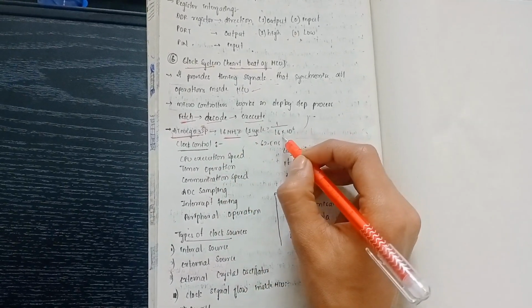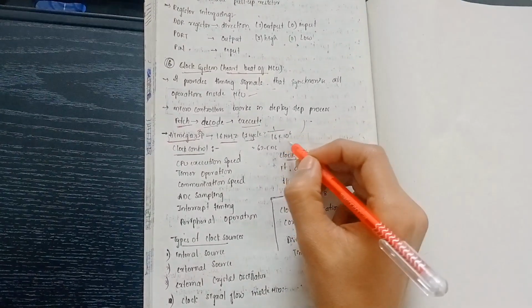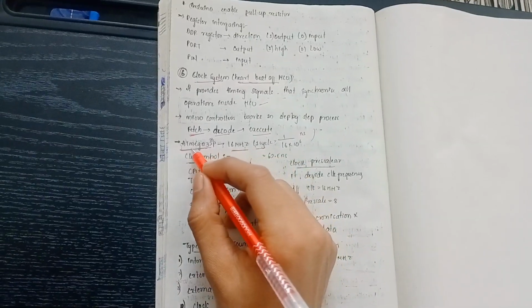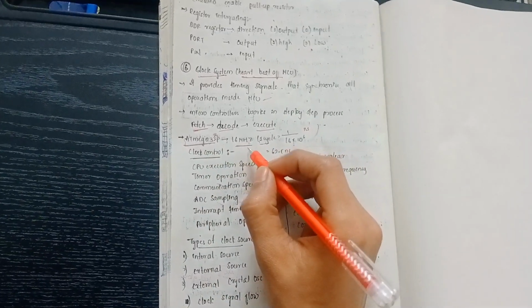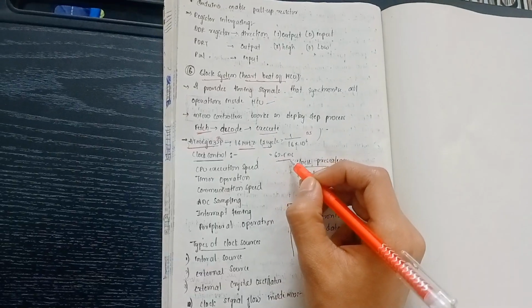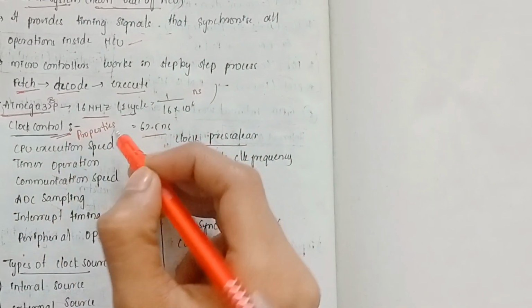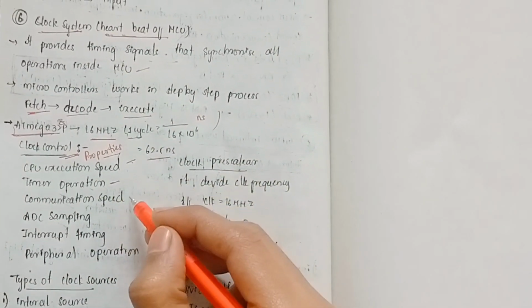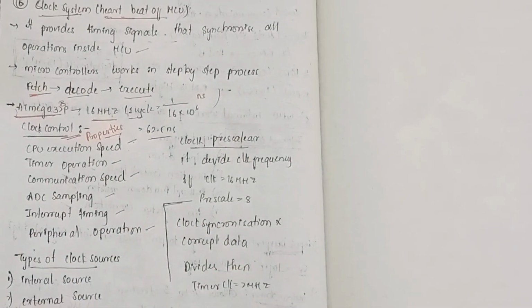One cycle could take around 1 by 16 into 10 power 6 seconds. For the calculation of ATmega328P, it would be 62.5 nanoseconds. Clock control affects the properties of CPU execution speed, timer operation, communication speed, ADC sampling, interrupt timing, and peripheral operations.